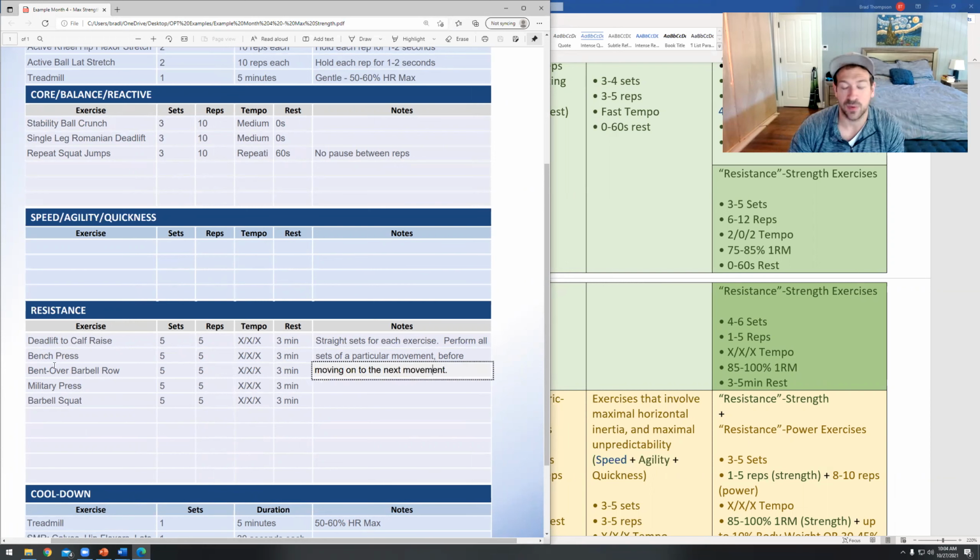In a real world, I'd probably change these up a little bit. Although, if I only had them doing it for 4 weeks, maybe I wouldn't. Probably would keep the exercises the same. I would just change the rep scheme.